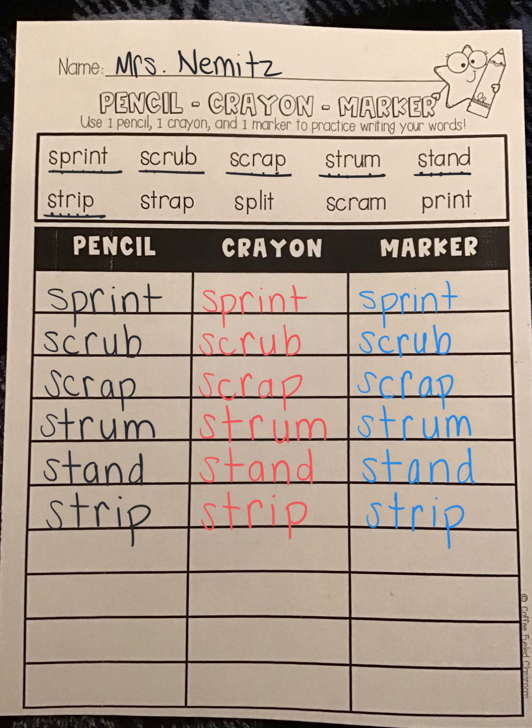Next we have strap. S-t-r-a-p. Strap. Write strap. S-t-r-a-p. Strap. With your crayon, write strap. S-t-r-a-p. Strap. With your marker, S-t-r-a-p. Strap.